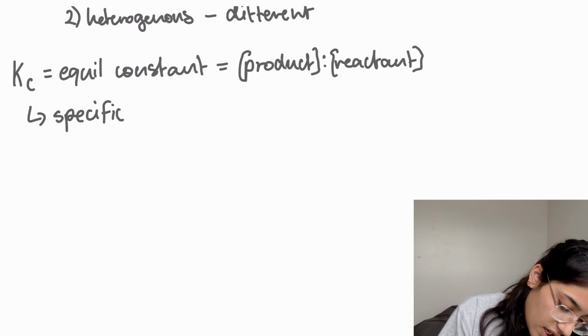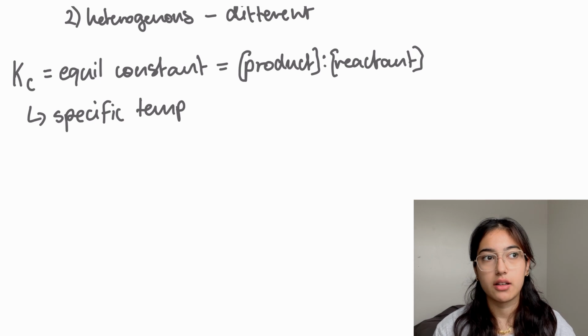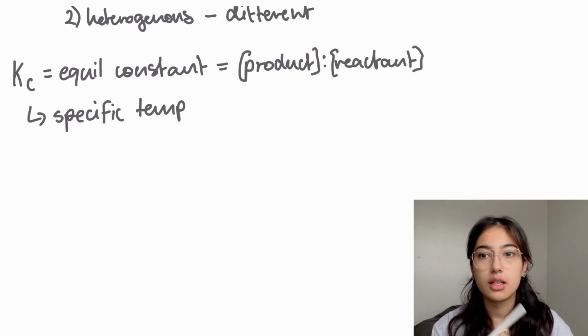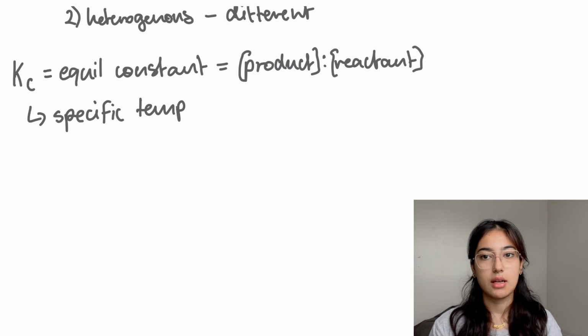So Kc changes depending on what the temperature is, and that is because, as we discussed earlier with Le Chatelier's principle, changing the temperature causes changes in the equilibrium position, and so it doesn't make sense to assume that the ratio of products to reactants is going to be the same at every temperature.